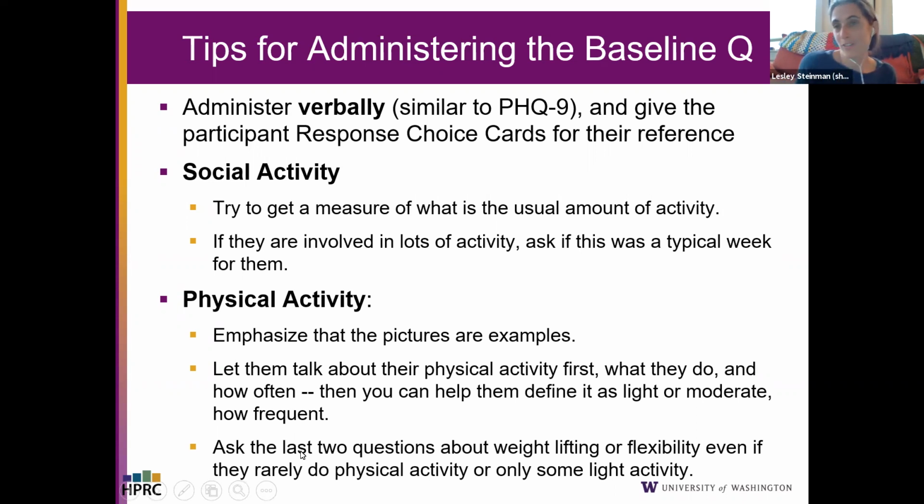I do want to call out, if you're using that questionnaire, that at the end there are a couple of questions about strength and flexibility and balance. So even if they're not doing any aerobic activity, it's still worth asking those questions.